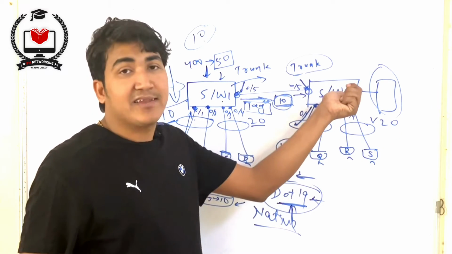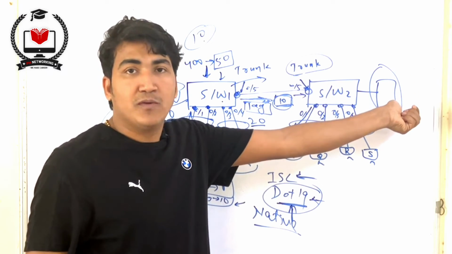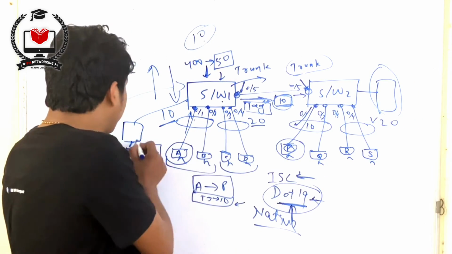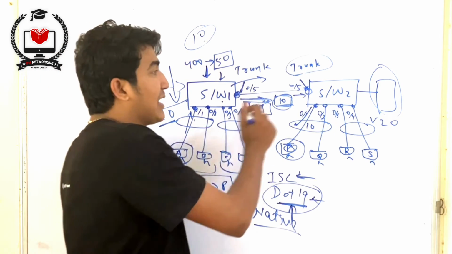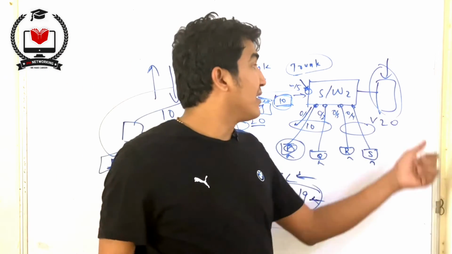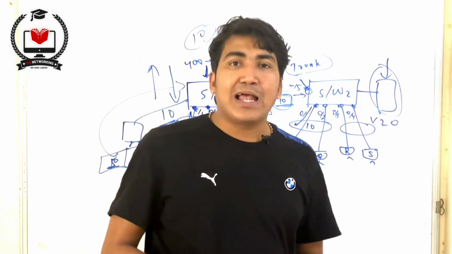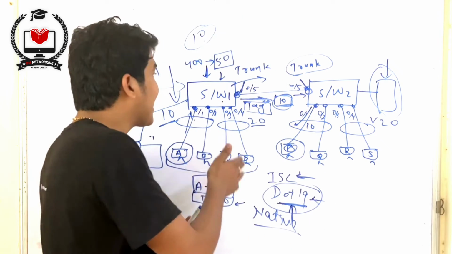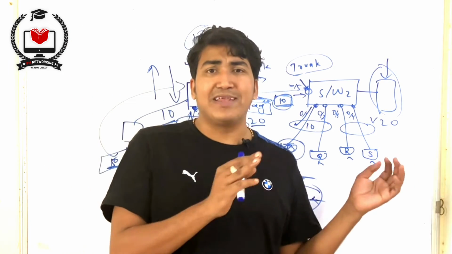So this switch can simply forward the frame to this server. Whose frame? Attacker's frame. And the attacker can put some virus here, right? They can bring down your server. So with the help of native VLAN, an attacker can attack as well.